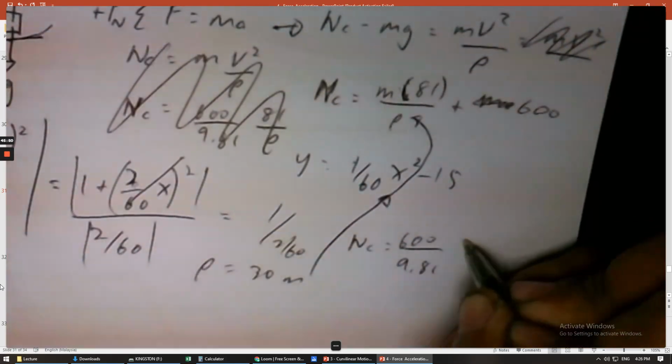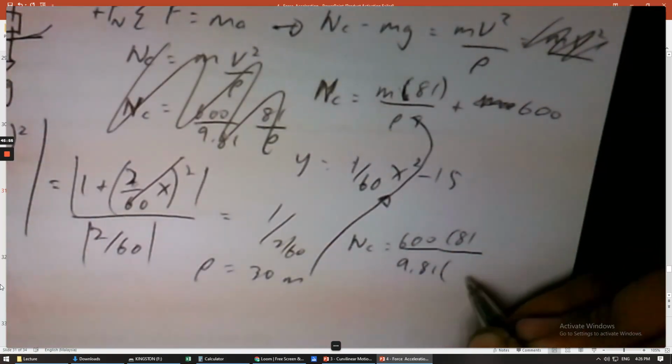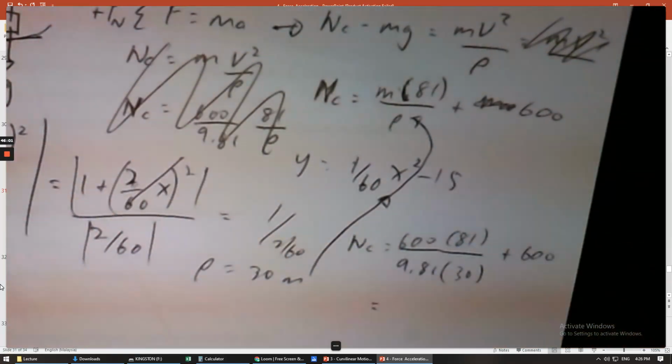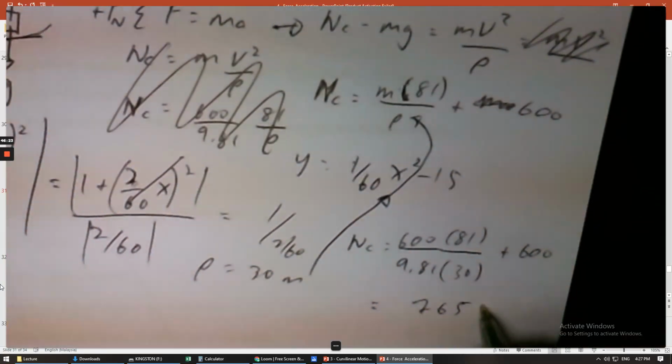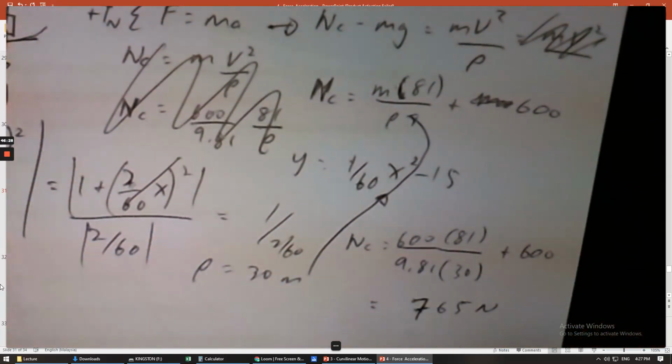You get Nc equals 600 divided by 9.81 times 81, divided by 30, plus 600. Okay, let's take a look. 600 times 81 divided by 9.81 divided by 30 plus 600. 765 Newton. Okay, that would be the normal force.